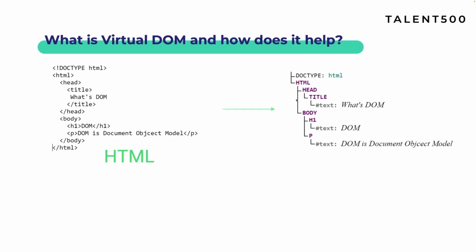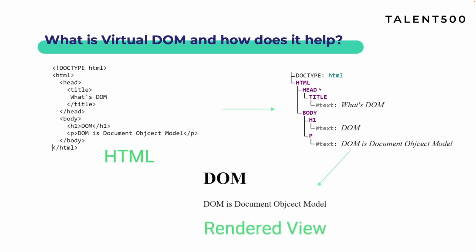This is a similar thing, but the representation is entirely different. If you see over here, you have a doc type HTML. There is a root node called HTML. Then there is a child node called head. Then there is a child node called title. Title has a text. Similarly, body has h1 and p. h1 has a text. p has a text. Now, when this representation renders, we get this particular HTML rendered view, right? So you have an h1, and then a p saying DOM is document object model. So this is your HTML, this is the tree representation of it, and this is the rendered view.